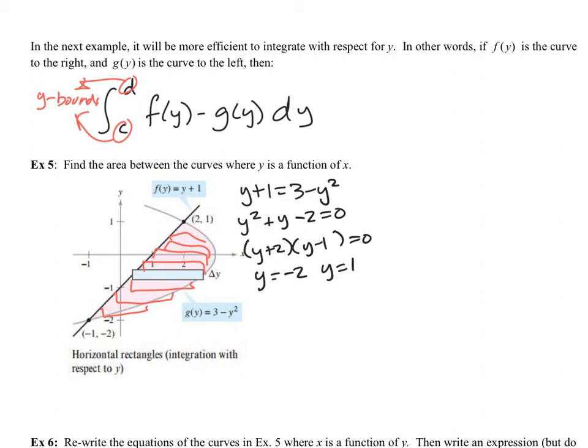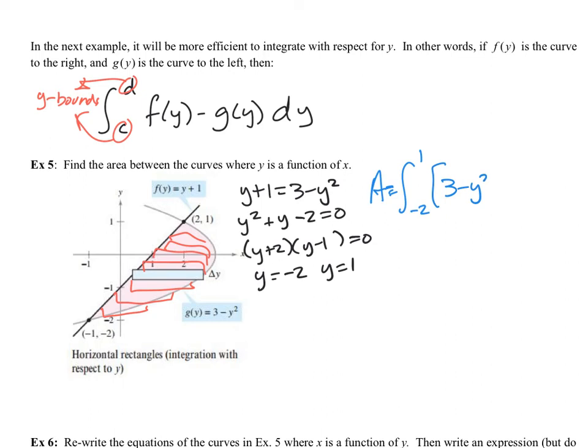So now we can write an expression for the area. So to find the area between the two curves, that's going to be the integral from, now let's use these y bounds, from negative 2 to 1 of the rightmost function. Now this time the rightmost function is g of y, and g of y is 3 minus y squared. Sorry, let me fix that. Okay, this will be 3 minus y squared.